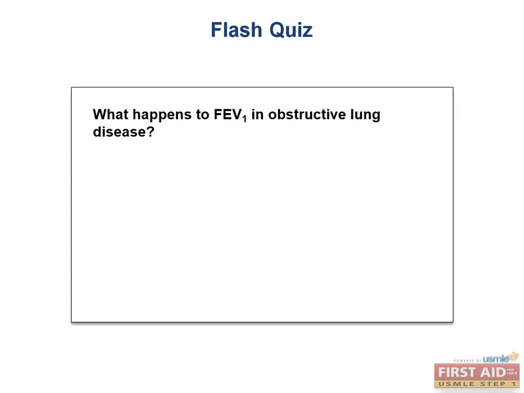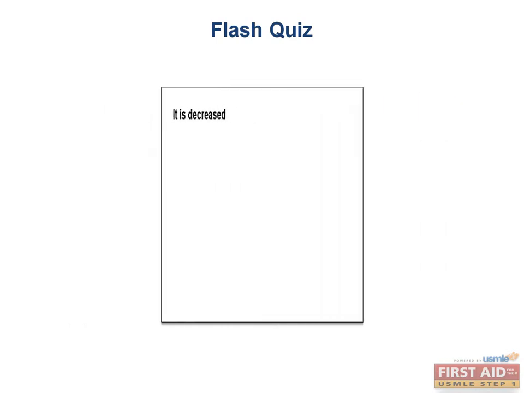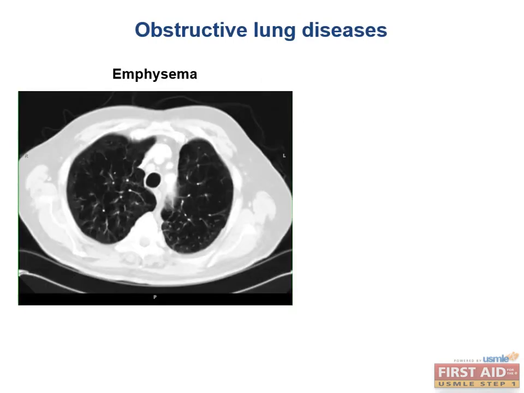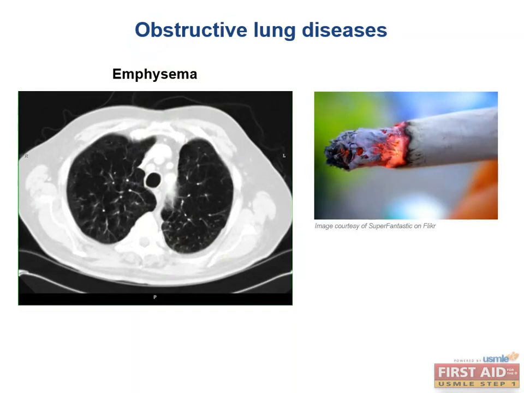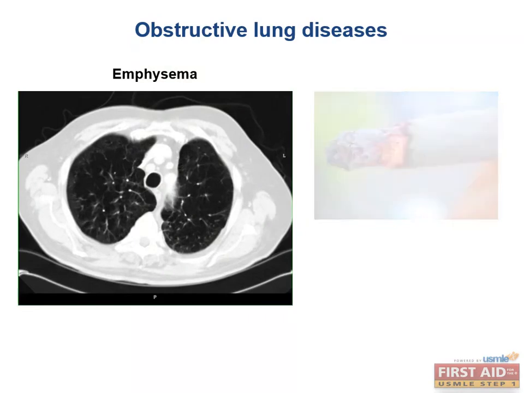Let's do a flash quiz. What happens to FEV1 in obstructive lung disease? It is decreased. When you think of emphysema and also chronic bronchitis, what is the very first thing that should come to your mind? Tobacco smoke. How could the patient be described on general exam? Barrel-chested, breathing through pursed lips.